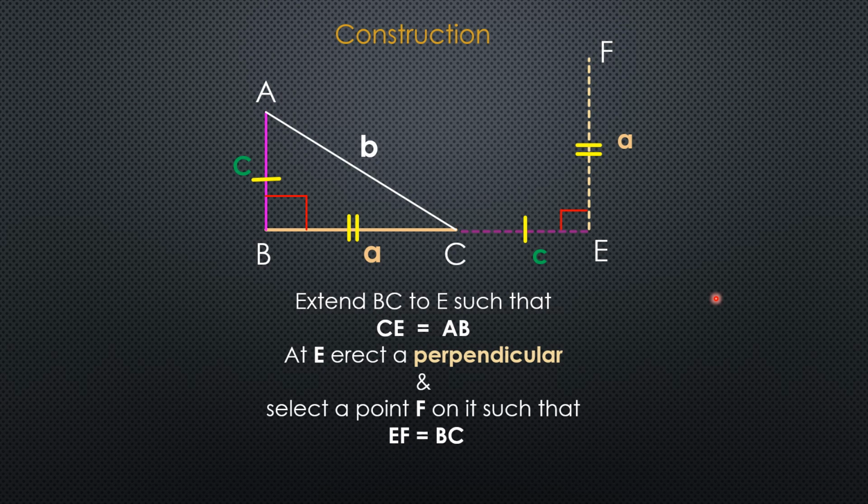Once we do all this, we have to join the points F and C, F and A. So we need to join this F with C as well as with A. Let us do that. Yes. So F and C are joined, F and A are also joined. This is the construction suggested by the great president of the US, Garfield.